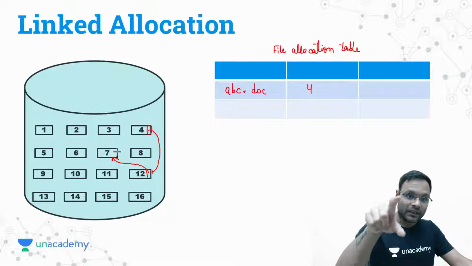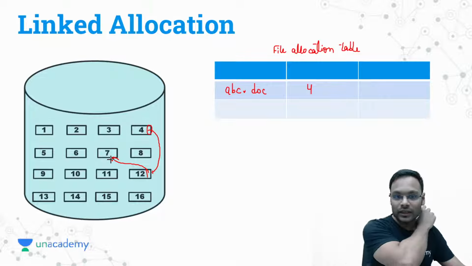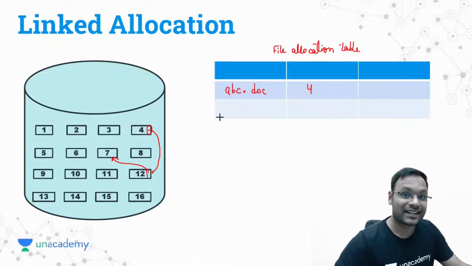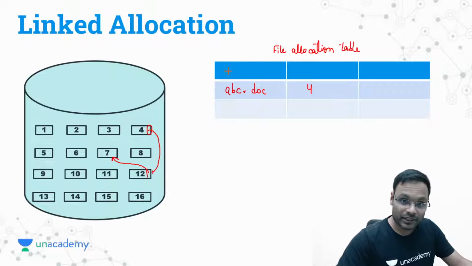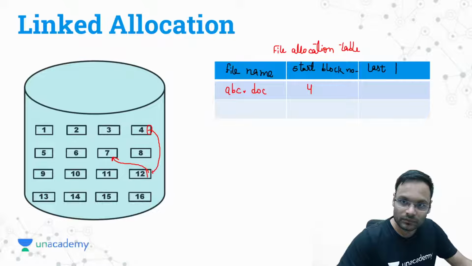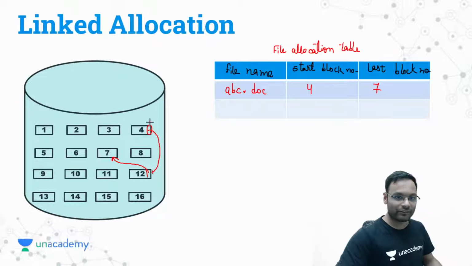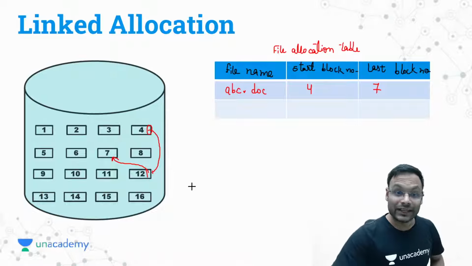Plus I am keeping a link from first to second, and second to third, so that I can access the entire file. So what will I keep in this information? First of all, I will keep the file name. Second, I will keep the start block number, and I will keep the last block number, which is the block where the last part of the file is stored, the 7th. So 4 to 7, there will be a linked list, a kind of linked allocation.